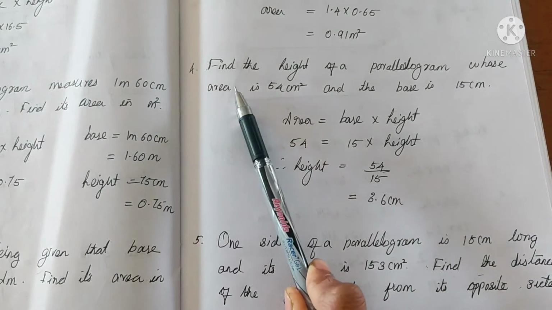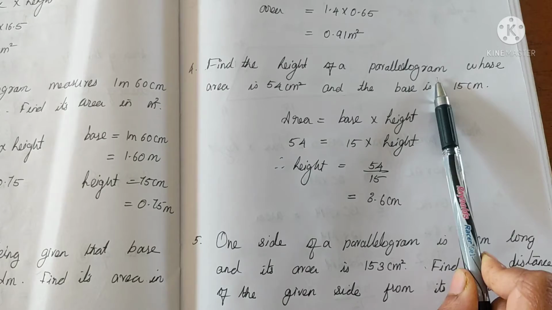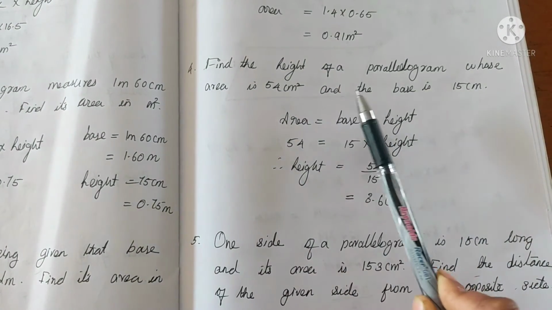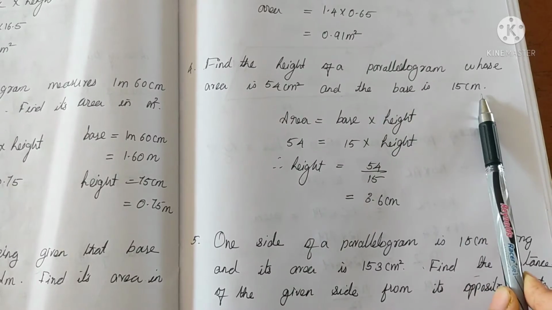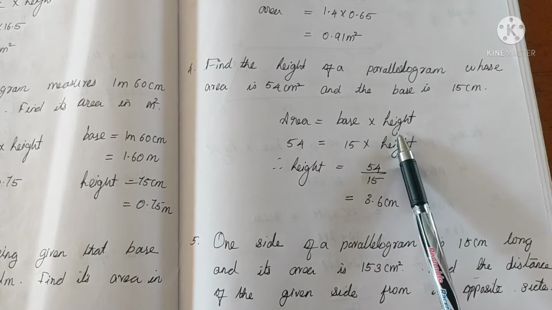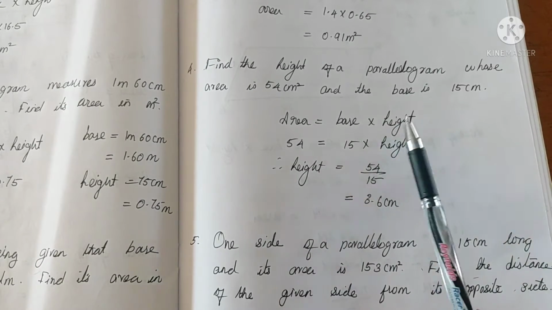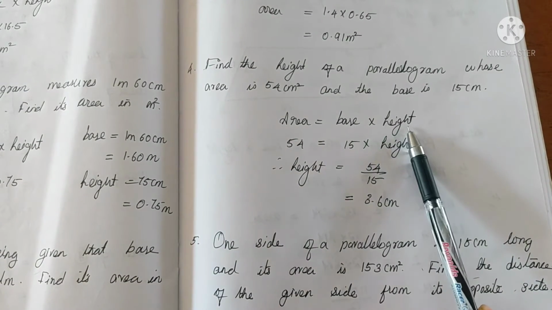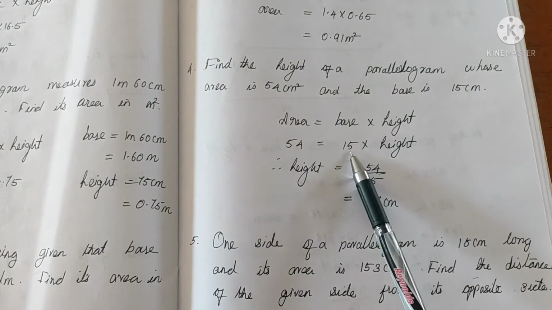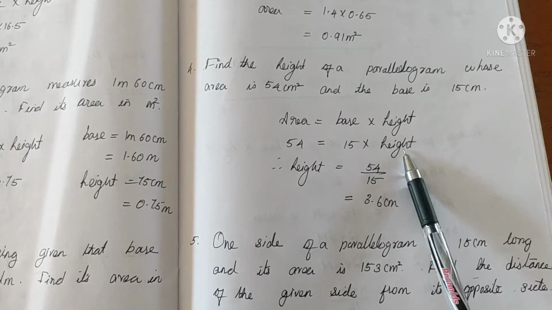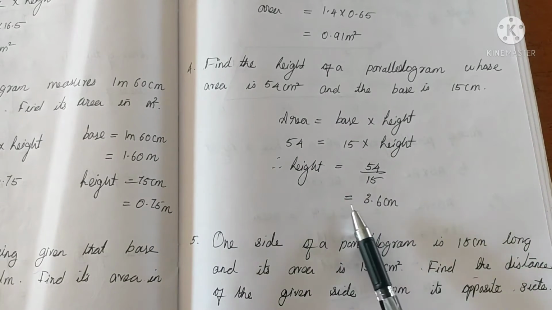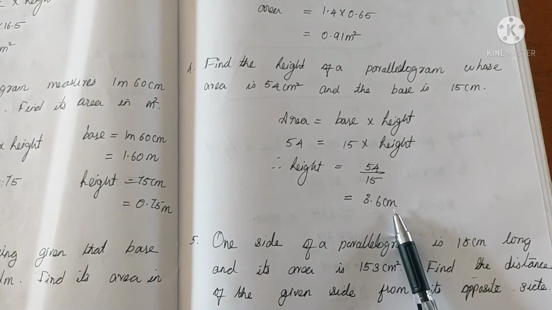Listen, question number 4. Find the height of a parallelogram whose area is 54 cm square and the base is 15 cm. Area is given, base is here. Now we have to find what is the height of this parallelogram. Area is equal to base into height. We are substituting the values. Area 54, base 15 and height. So height is equal to area by base, that is 54 by 15, which is equal to 3.6 centimeter.